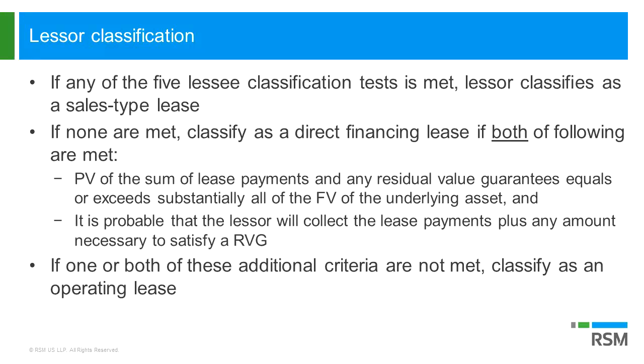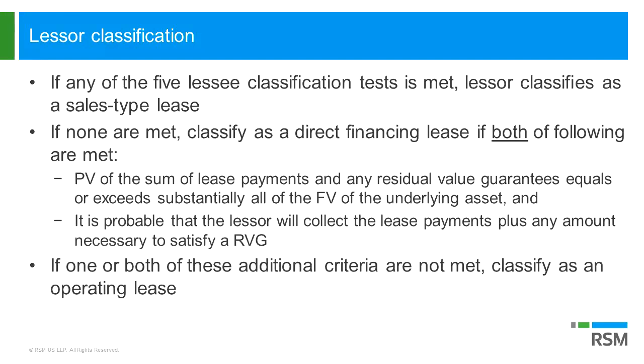If it's probable that the lessor will collect the lease payments plus any amount necessary to satisfy the residual value guarantee, and if both of those are met, once again, and the lease doesn't meet the definition of a finance lease or a sales type lease, they will treat it as a direct financing lease. If one or both of these 2 additional criteria that the lessor must evaluate are not met, then the lessor would classify the lease as an operating lease.